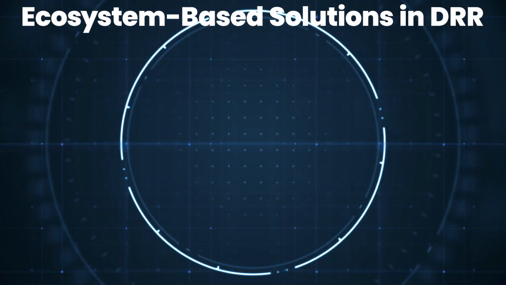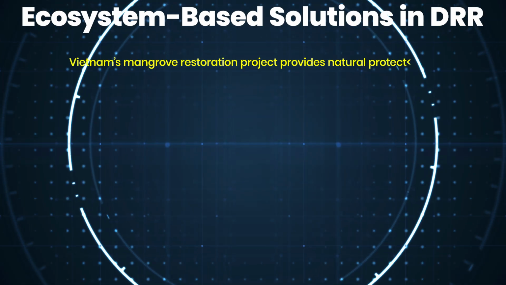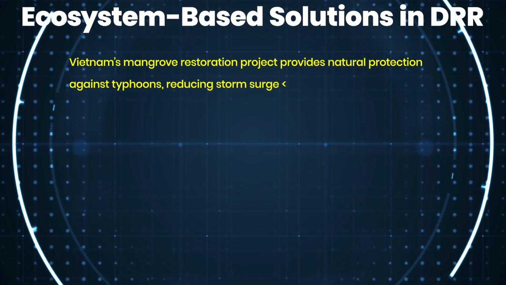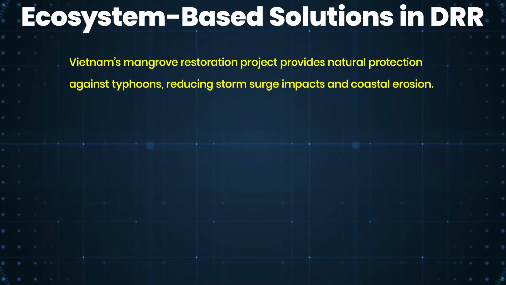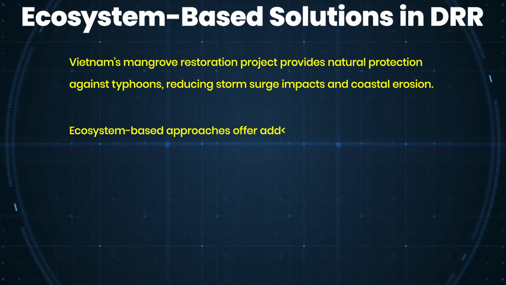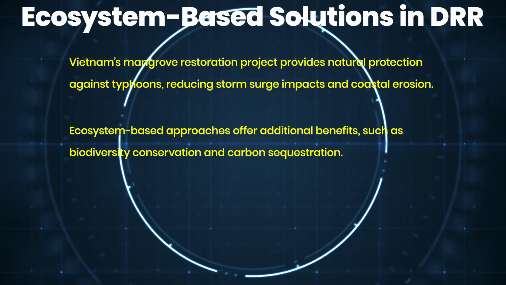Next is ecosystem-based solutions in DRR. Vietnam's mangrove restoration project provides natural protection against typhoon, and this helps in reducing storm surge impacts and coastal erosion. Ecosystem-based approaches offer additional benefits such as biodiversity conservation and carbon sequestration. Integrating nature-based solutions into recovery planning enhances resilience and environmental sustainability.